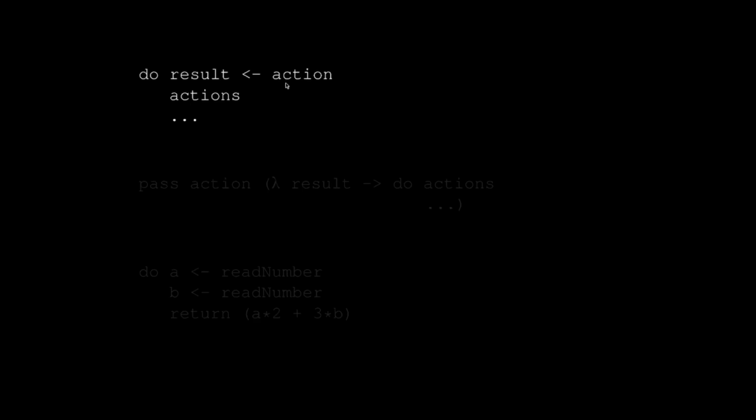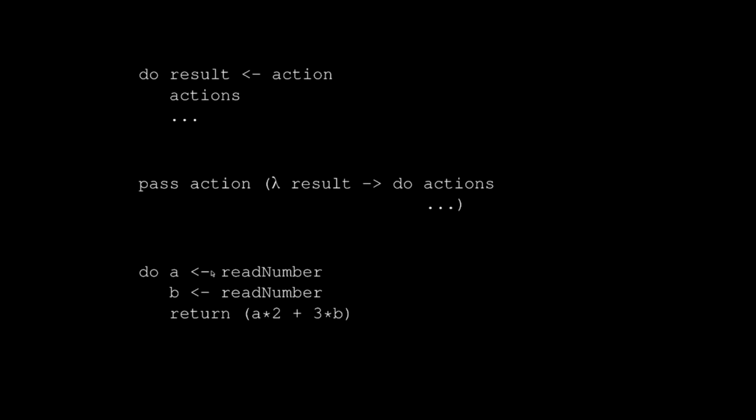So we can imagine that our language provides us with special syntax so that "do result left arrow action, actions..." is transformed to "pass action function of result, do actions...". So we recursively apply this notation during the transformation. And this allows us to express our program as: bind the result of calling read number to A, then bind the result of calling read number to B, and return A times 2 plus 3 times B. And this pretty much resembles programs written in traditional imperative style.